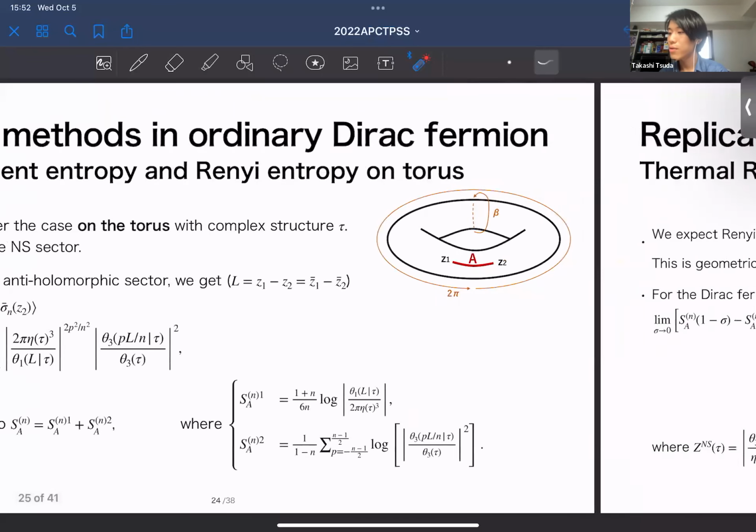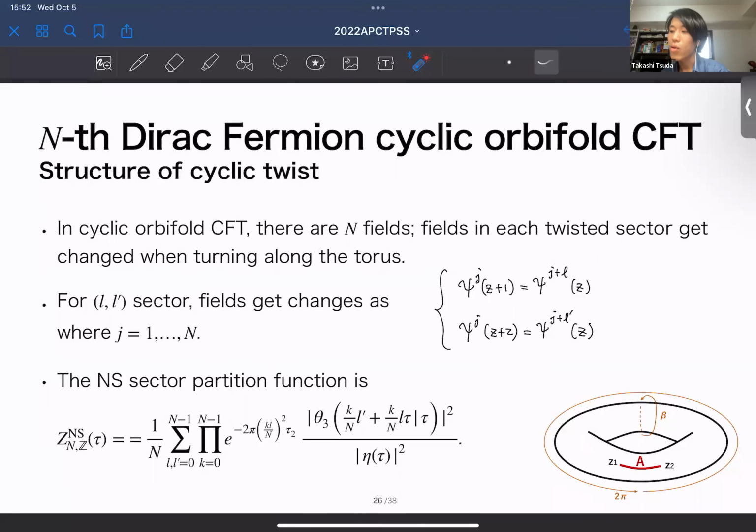Yes. Then we move on to the cyclic orbifold case. This is a very complicated point: there are n fields on the torus, because we take n times tensor product of the fermion, and in each twisted sector, the fields get changed. Operators get changed when turning along the torus, like if we turn along the torus in the spatial direction.